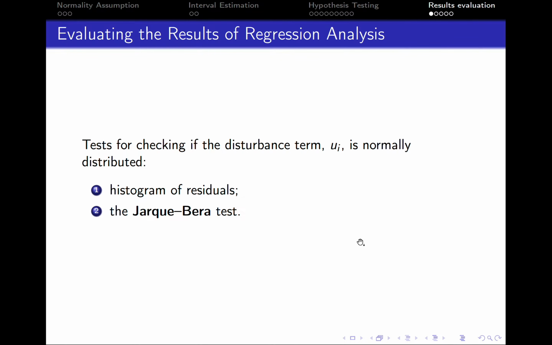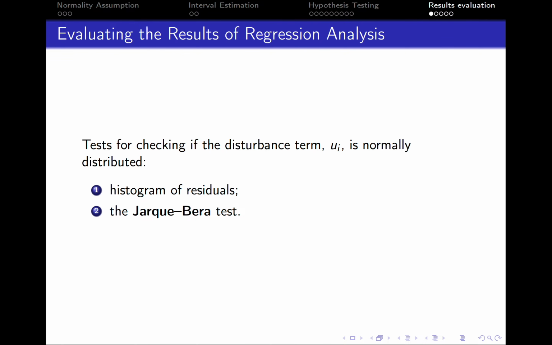And in the last section, I would like to share some methods of evaluating the results of regression analysis. At the beginning of today's lecture, I told you that to be able to undertake interval estimation and hypothesis testing, the error term or the disturbance term needs to be normally distributed. We've seen the theoretical assumptions behind the normality assumption, and now I would like to show you how to check it practically, right? Which tests to use, which methods to use to prove that the error term is indeed normally distributed.